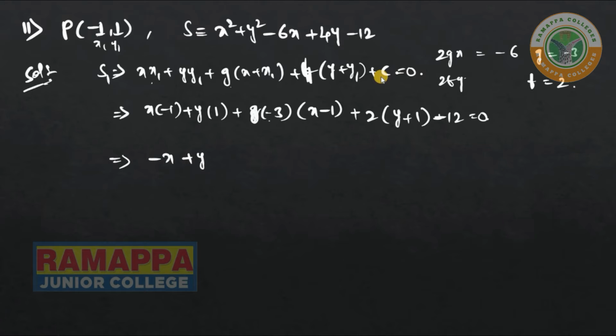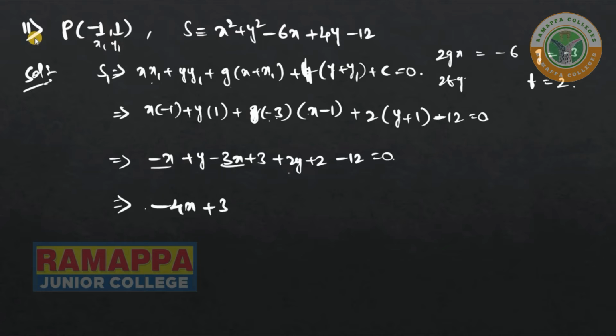Where g is equal to minus 3, minus 3x plus 3 here, plus 2y plus 2 minus 12 is equal to 0 here. So here minus x minus 3x is minus 4x, plus 3y, and here 3 plus 2 is 5, minus 7, 5 minus 12 is minus 7, equal to 0. If we multiply with minus, 4x minus 3y plus 7 is equal to 0. So this is the answer here.